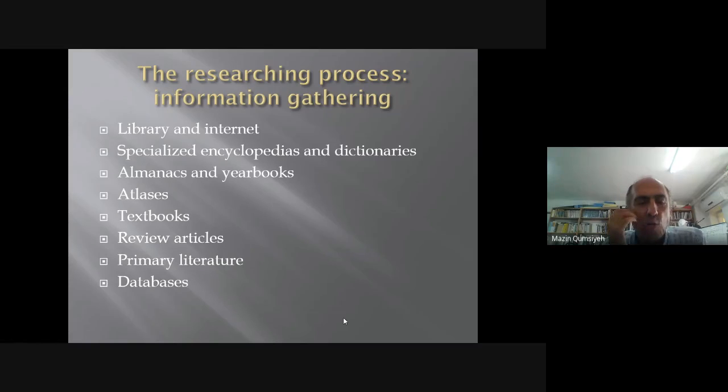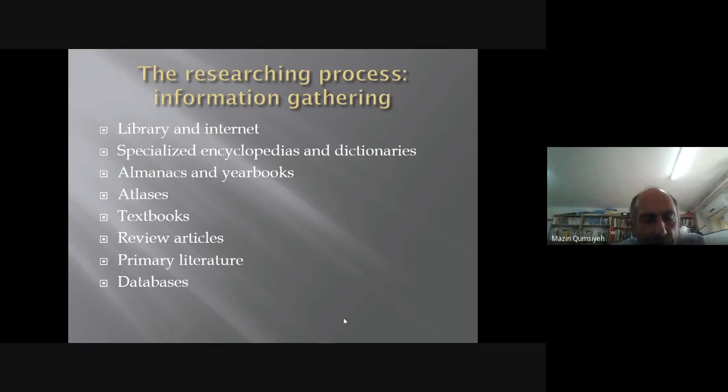So a bit more about where you can find information. There's the library on the internet. There's specialized encyclopedias, dictionaries, almanacs, atlases, textbooks, review articles, primary literature, databases, etc. Let me ask you this. For research, if you are doing research for publication, of all those things, some of them overlap. What's the most important category to use? Do you first understand these categories?